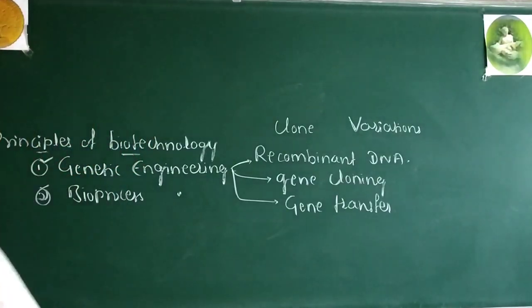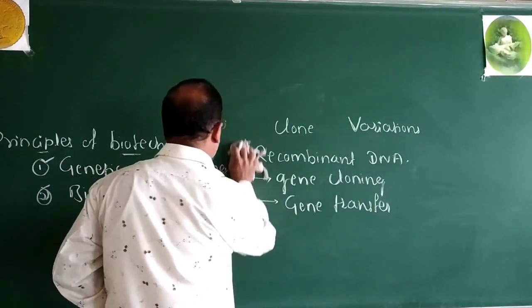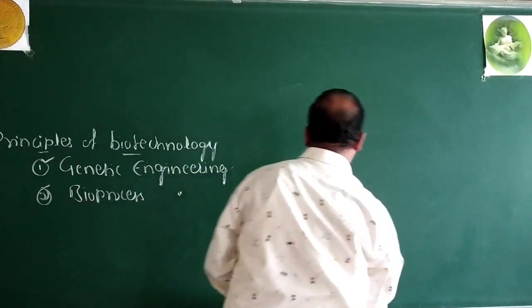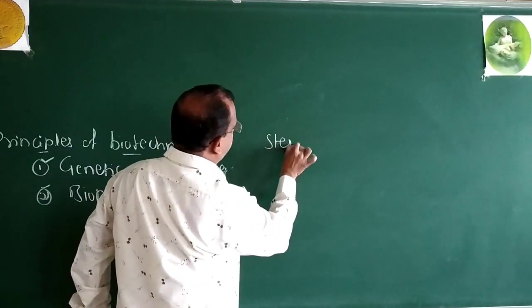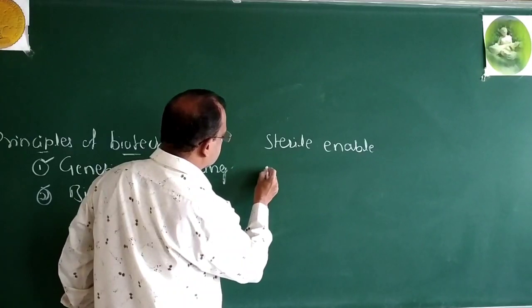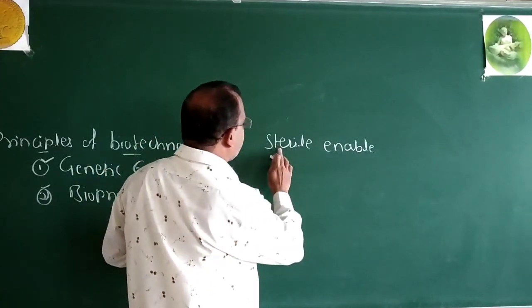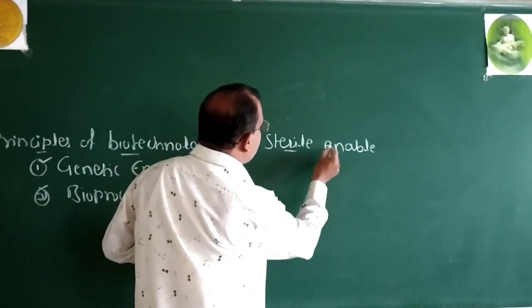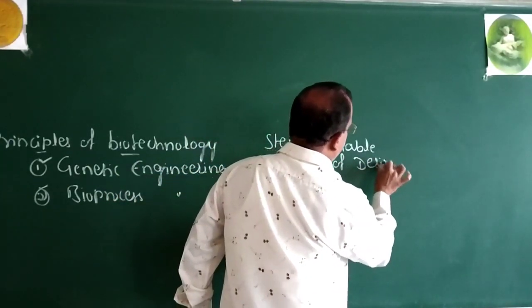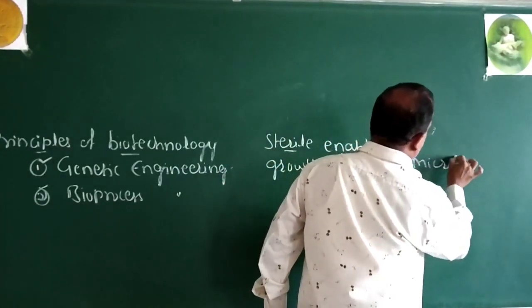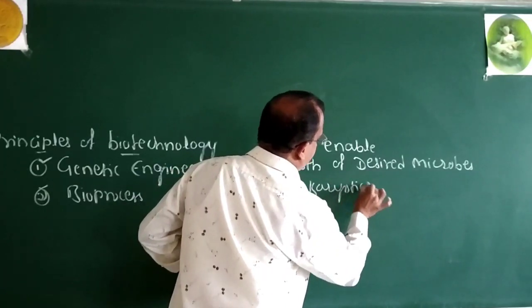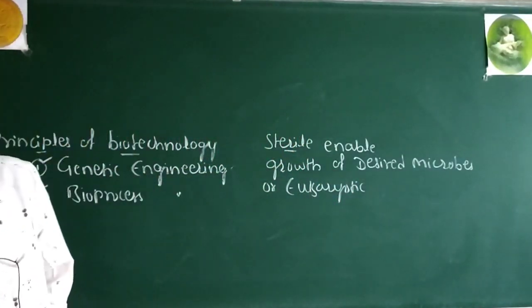Next is bioprocess engineering. Bioprocess engineering will enable maintenance of sterile environment, will enable the growth of desired microbes or eukaryotic cells in a large quantity for the production of human wanted substances.